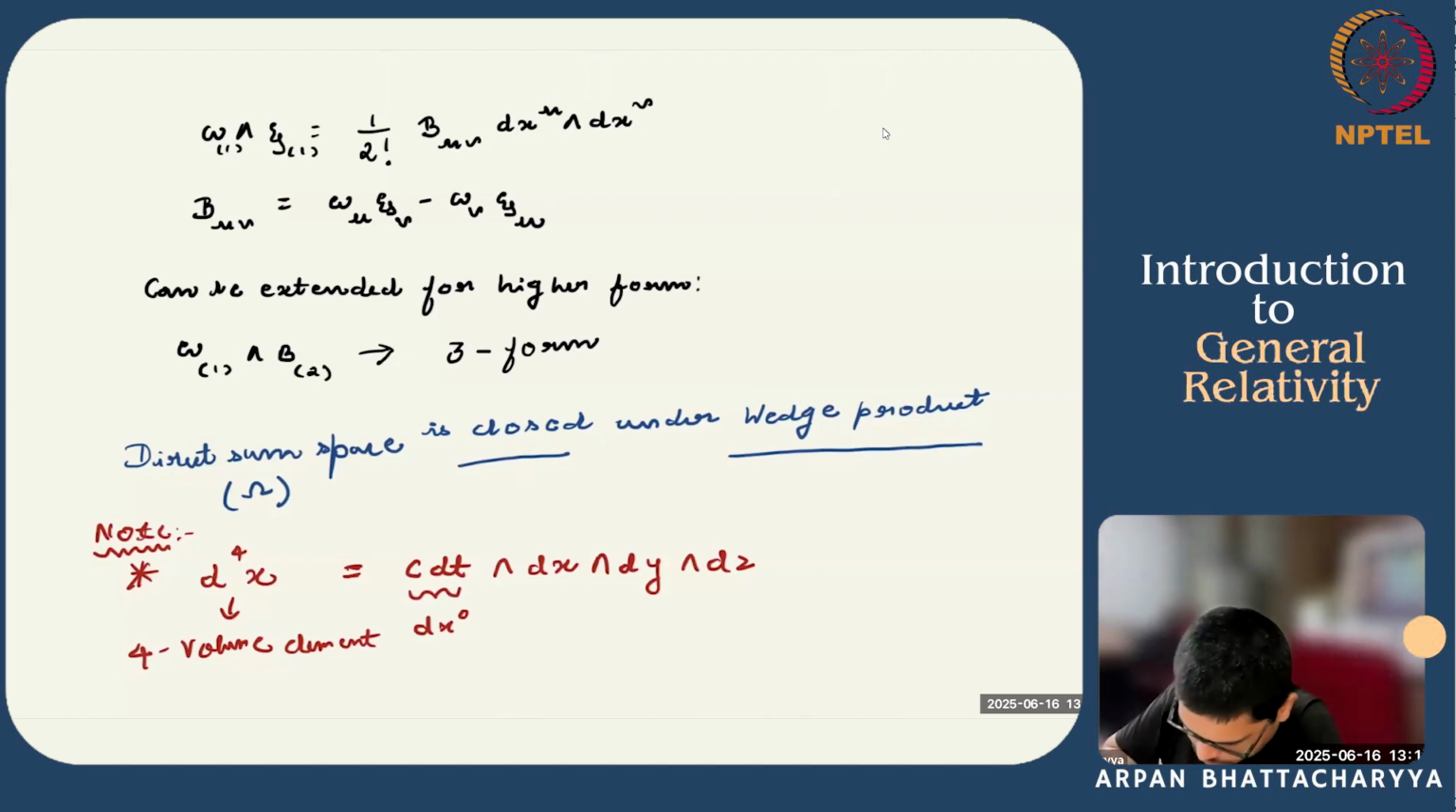Before we proceed, note that you can take the 4-volume element of Minkowski spacetime, denoted by d^4x, and you can easily show that this is nothing but the wedge product of dx^0 with dx, dy, dz. So this is the time component, and these three come from the spatial part. You take the wedge product of these coordinate differentials. This gives you d^4x, the elementary volume.